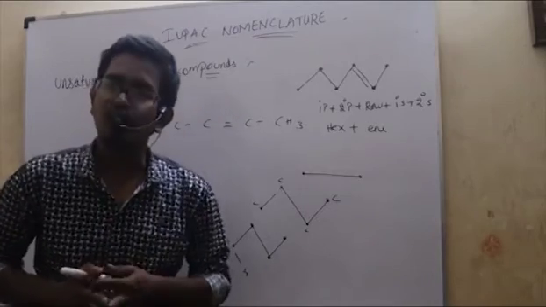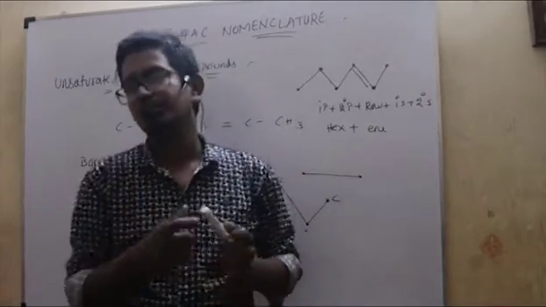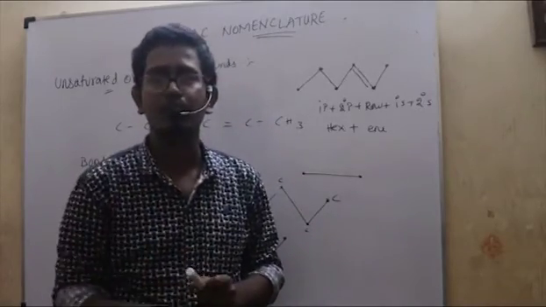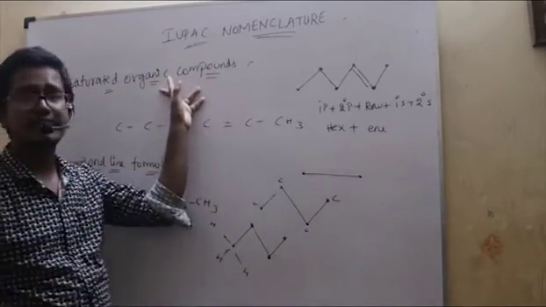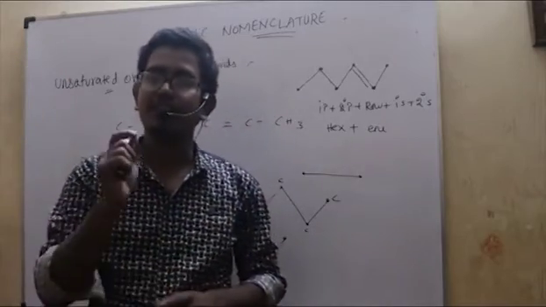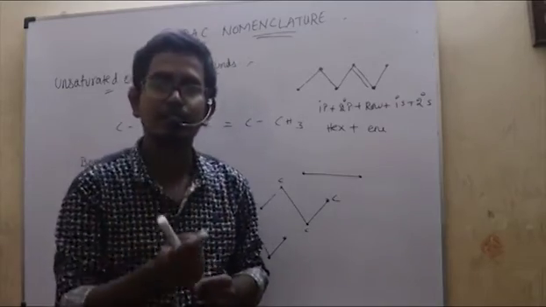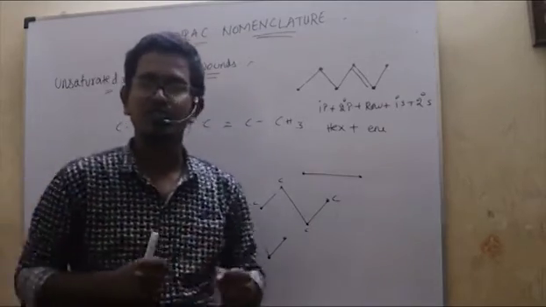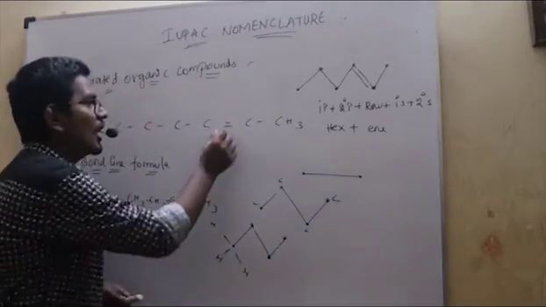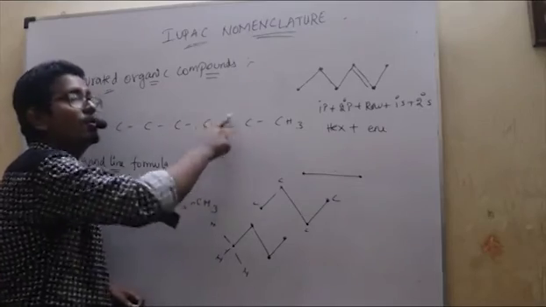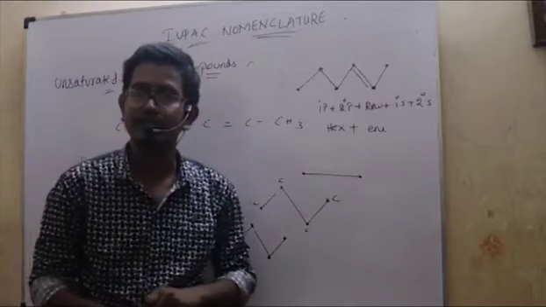In unsaturated organic compounds, we should give the numbering too. Saturated organic compounds mean that between the carbons only a single bond is present. Unsaturated means that between the carbons double bonds and triple bonds are present. Whenever we are talking about unsaturated carbon compounds, we should give the numbering of where this double bond is present. At which carbon this double bond is present, we should give the numbering.